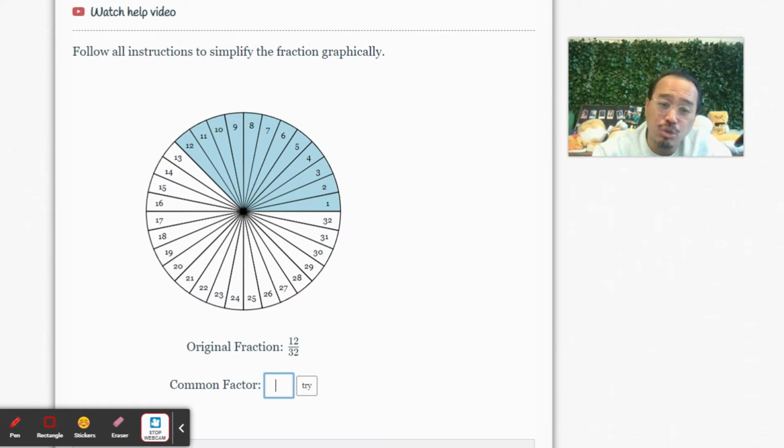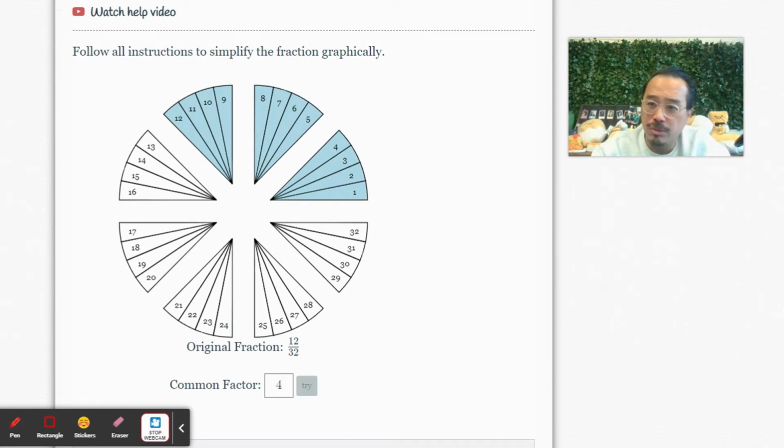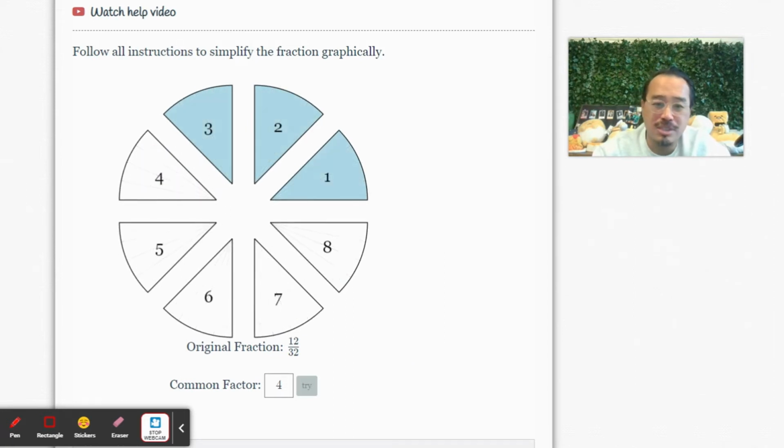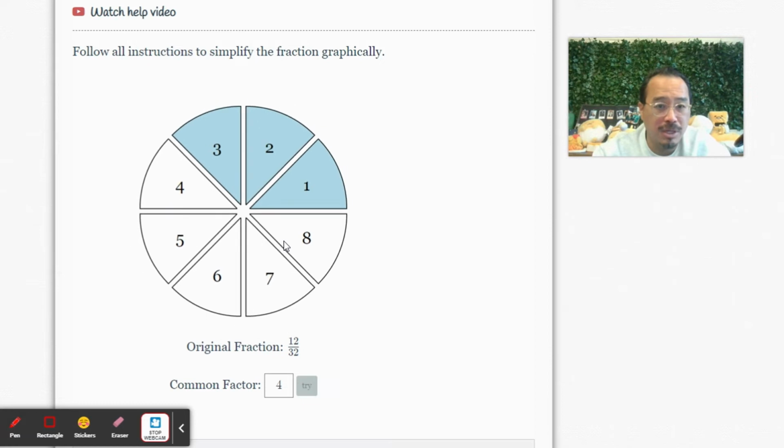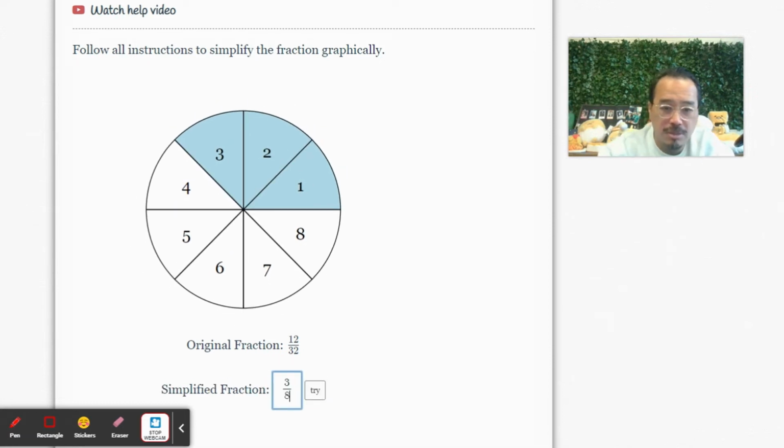So instead of using 2, since these are both even, I'm going to use 4, because 4 can go into both 12 and 32, right? So I'm going to put 4 in. And then for the next question, we'll use the non-GCF method. How about that? So here we got 3/8, and that's it. That's simplifying. Nothing more to do.